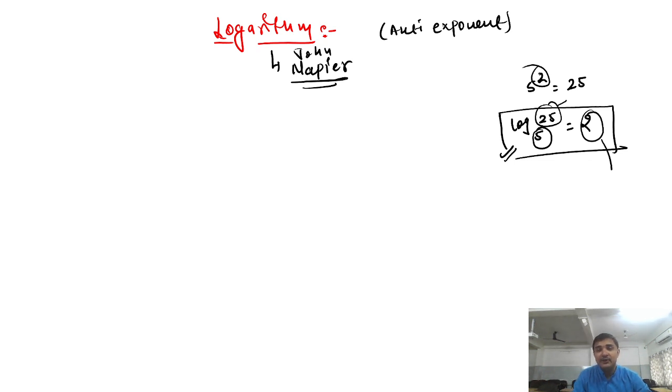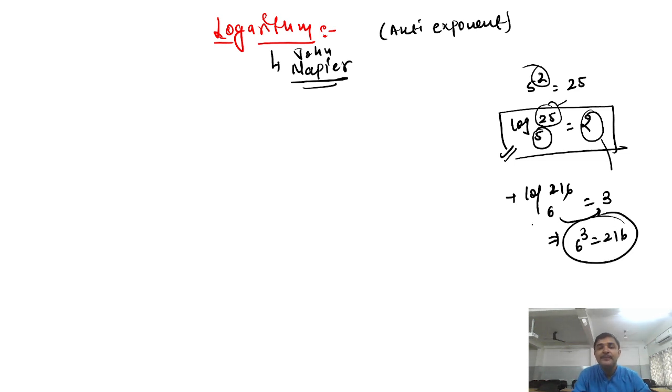So for obvious reasons I need to give 5 power 2, right? So logarithm is basically answering the exponent. That means, sir, if we have log 216 base 6, that is 6 cube, right? That means we can write it as 3. Or else, using this anti-exponent, if I take the exponential function, this 6 will move to the other side and we get 6 cube is equal to 216, isn't it? So basically logarithm is an anti-exponent technique so that we get the answer as exponent. Ultimately it is going to give us the exponent.